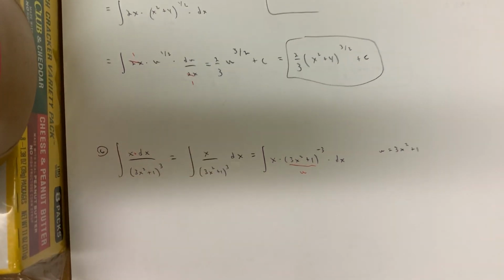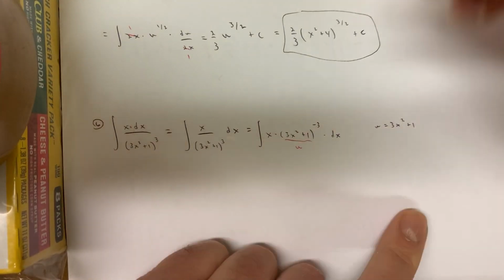Sometimes you don't know what u is going to be. You just got to pick a u and go with it. And sometimes it doesn't work, okay? These are more simple types of problems. It's pretty easy to pick a u here.